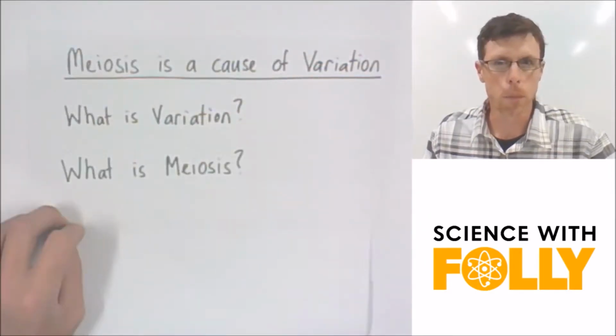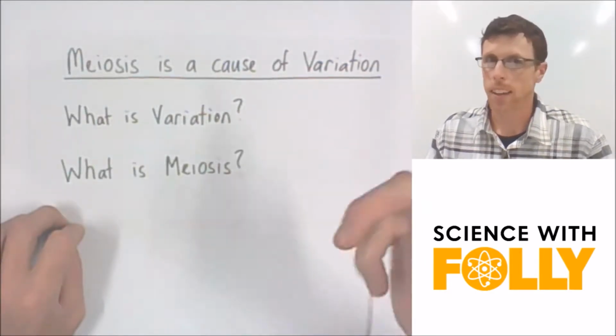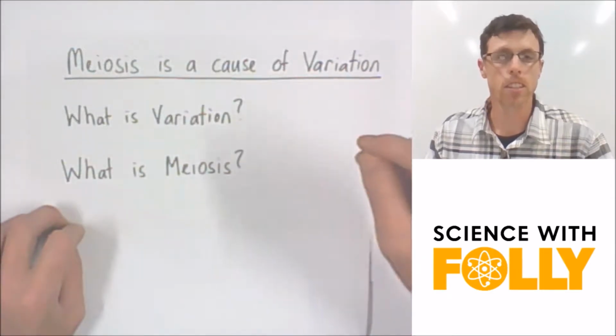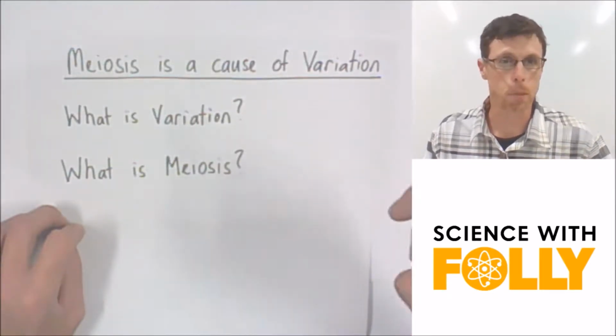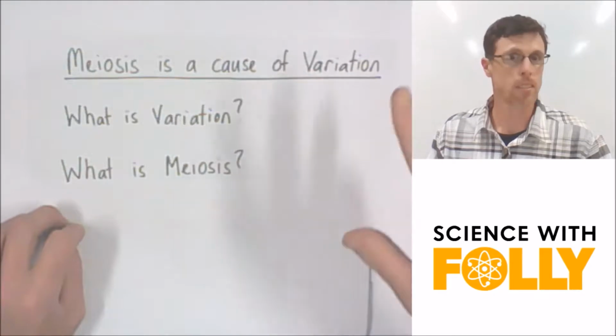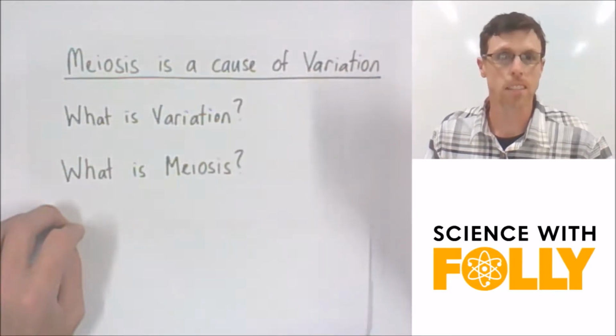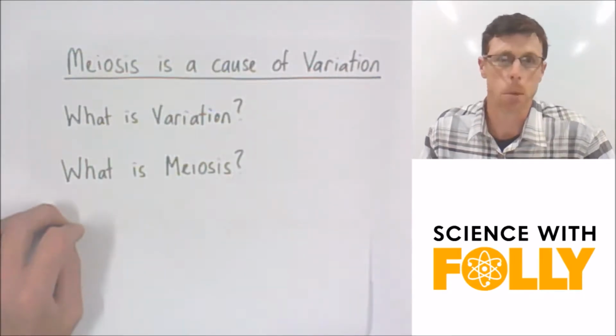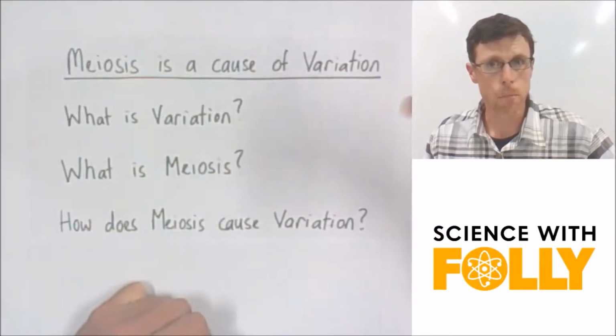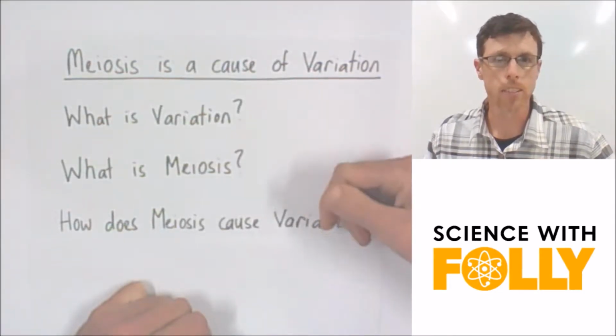And we also need to remember what meiosis is. And as you should recall, meiosis is a type of cell division that produces gametes. And gametes are sex cells, sperms and eggs. So how does meiosis cause variation?